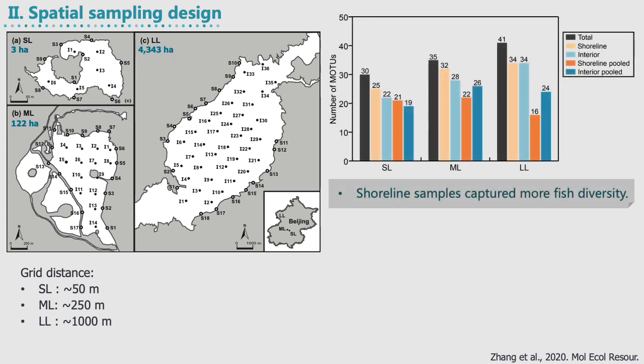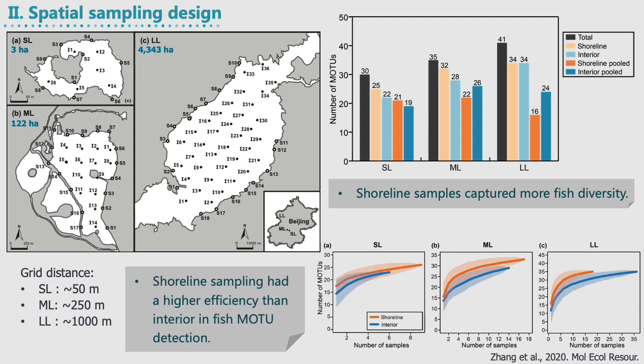The results show that shoreline samples captured more fish diversity, as the light orange bars show, and species accumulation curves show that shoreline sampling was more efficient in fish MOTU detection, so we chose shoreline sampling for further study.